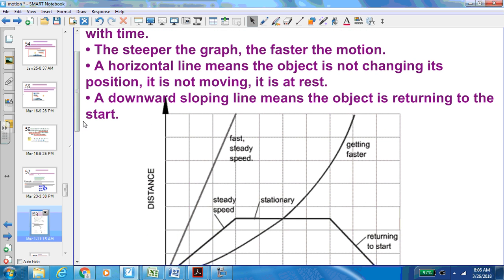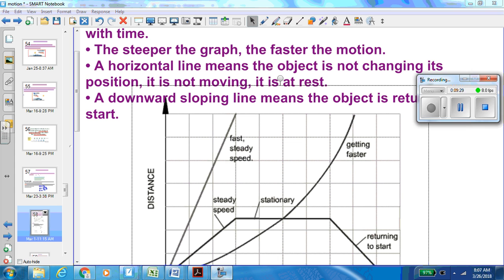Let's look at what some of these lines mean when they're shaped in different ways. The steeper the graph or the steeper the line, the faster the motion. So right here, you have a very steep line. That means the object will have a very fast, steady speed. A horizontal line, of course, would mean that your object is not changing its position, so it's not moving, it would be at rest. This would mean that your distance is constant for a certain amount of time.